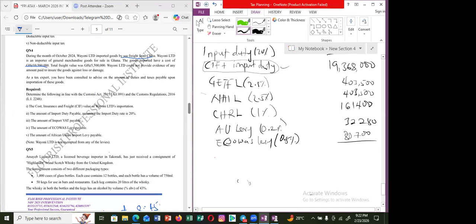Okay, so this is what the past question has. So basically whatever you get is what you compute your VAT amount on. So whatever you get here, then you compute your import VAT. I think we've answered most of the question, right?